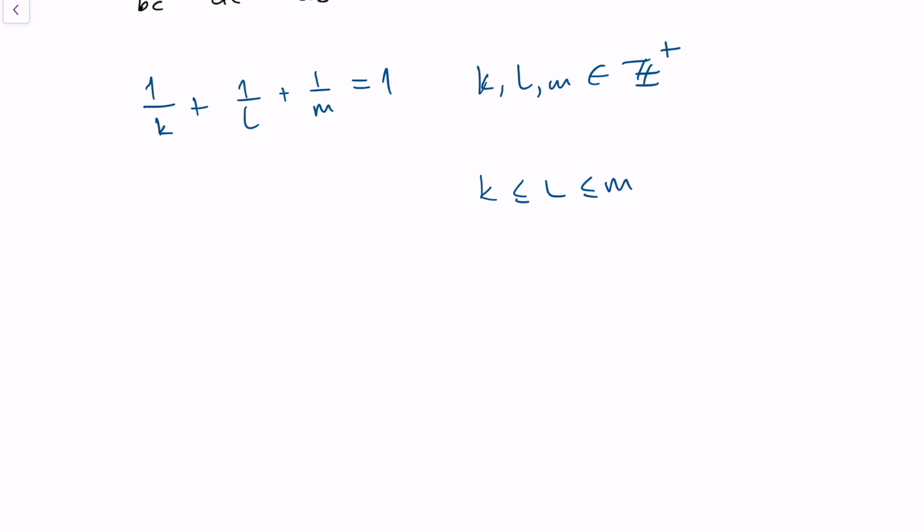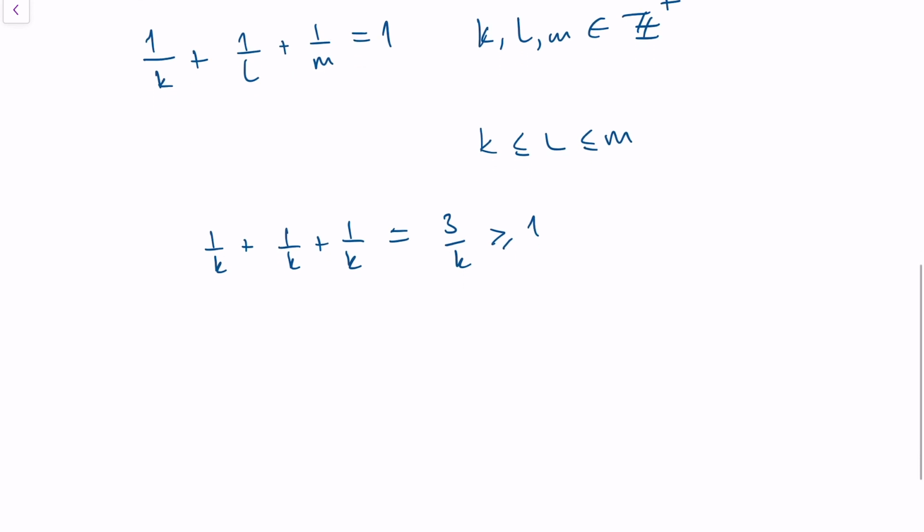That means we will have 1 over k. If we replace l and m by k, that will equal 3 over k, which would be greater than or equal to 1 because k is less than l and m. So let's write it as 3 over k is greater than or equal to 3 over 3, right? That means the possible values for k are 1, 2, and 3, right?